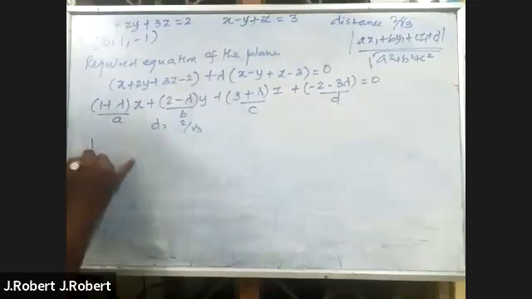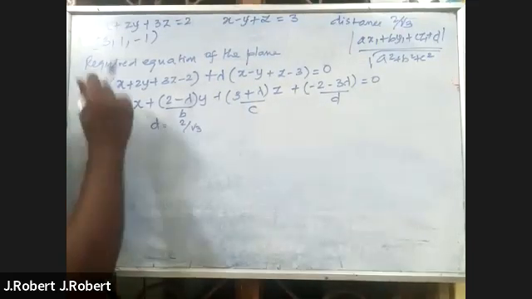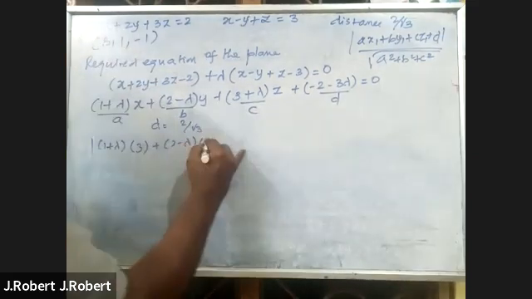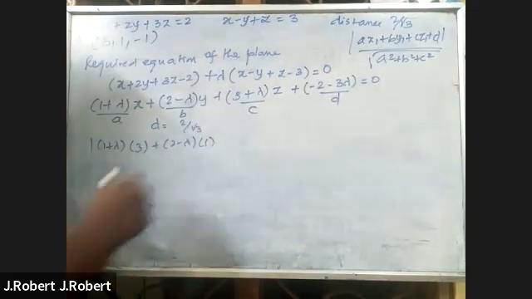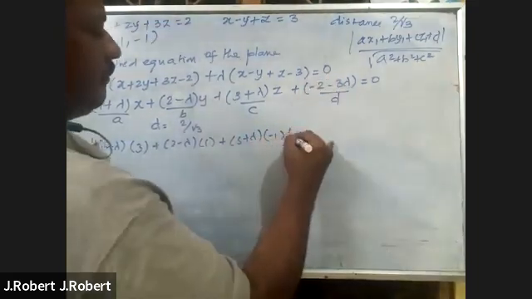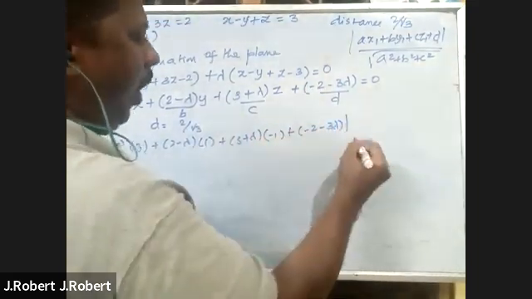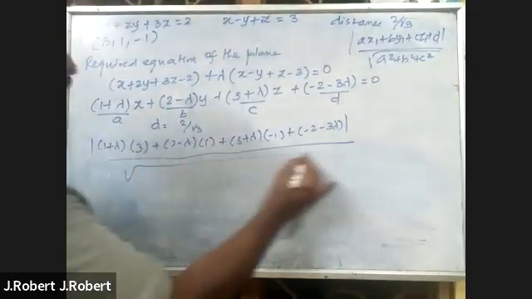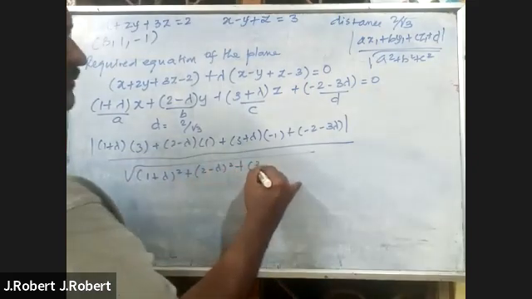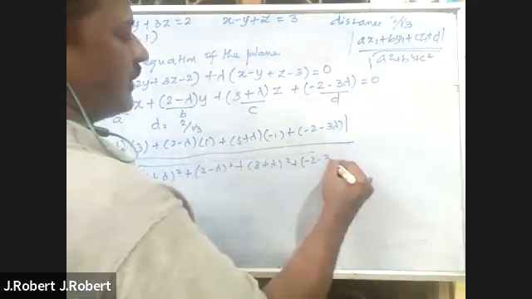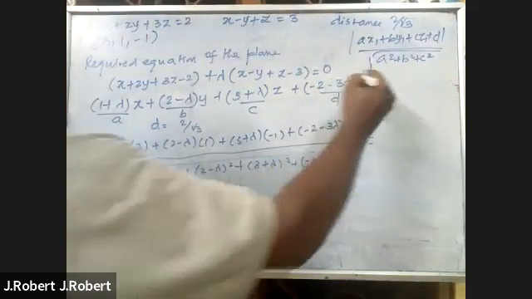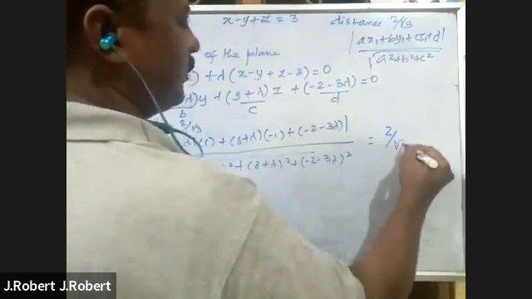Use the formula. A into x1, which is 1 plus lambda into 3, plus 2 minus lambda into 1, plus 3 plus lambda into minus 1, plus minus 2 minus 3 lambda, divided by root of (1 plus lambda) the whole square plus (2 minus lambda) the whole square plus (3 plus lambda) the whole square, which is equal to the given 2 by root 3.